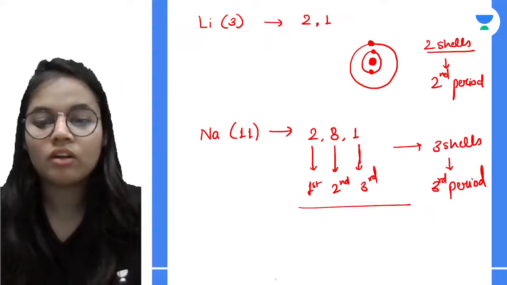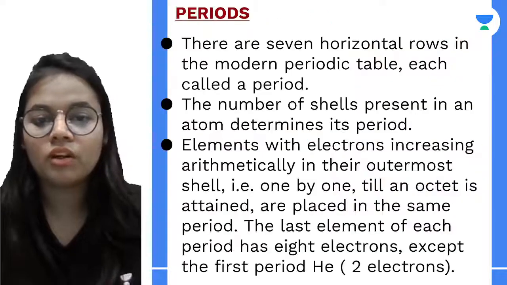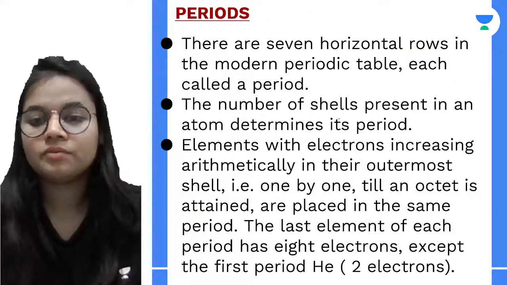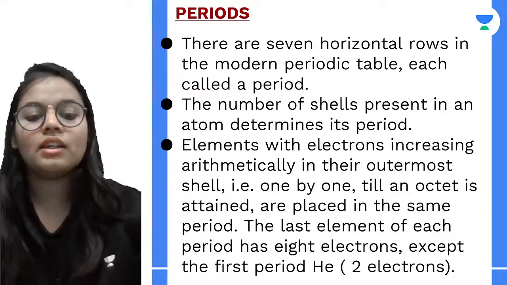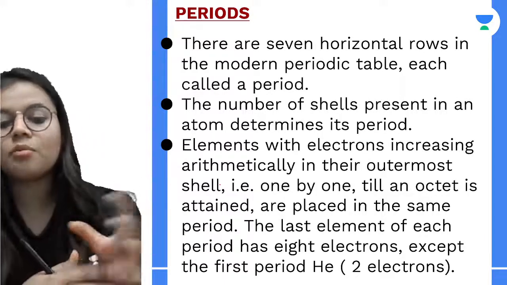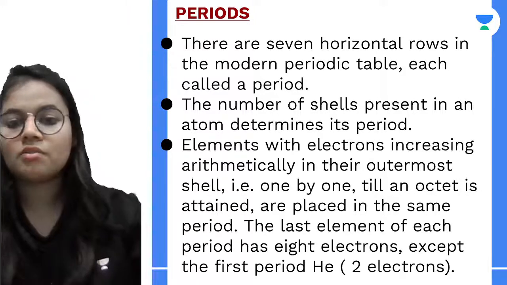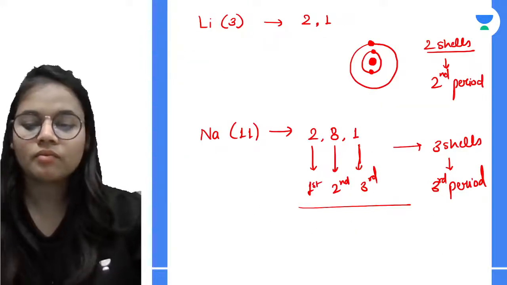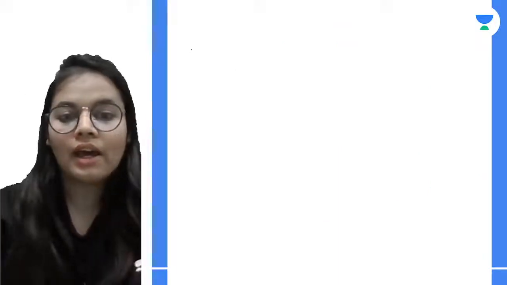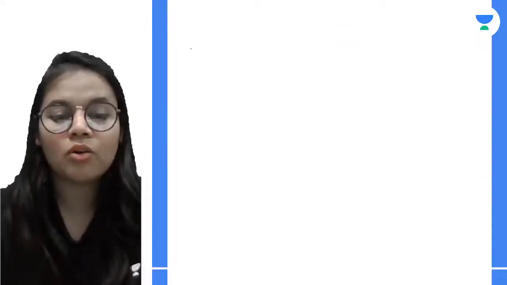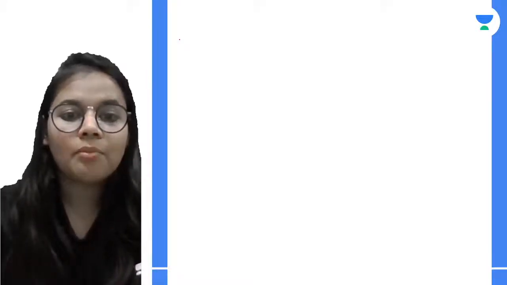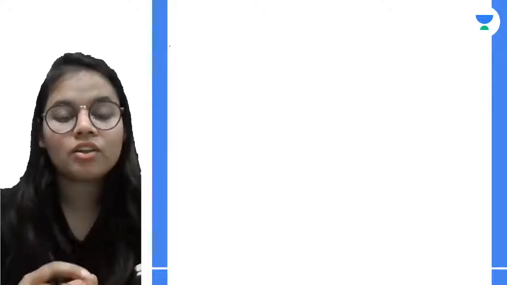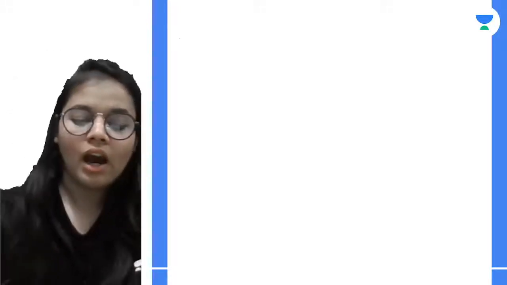Now moving forward, the elements with electrons increasing arithmetically in their outermost shell are placed in the same period. Let me tell you again. If I am talking about any period, the elements will have their valence electrons increasing arithmetically. How is it happening?